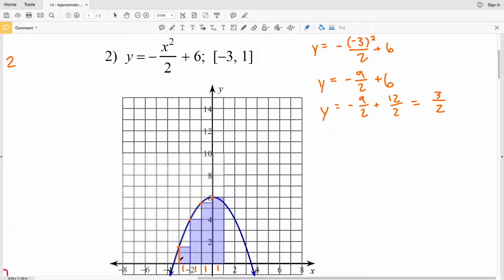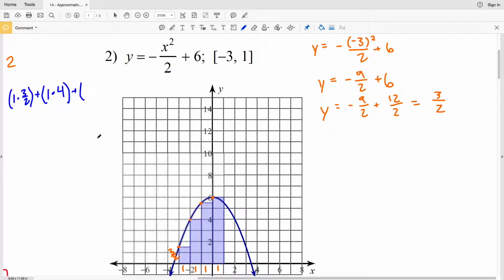So the height or length of our first rectangle is 3 halves. So we're going to have 1 times 3 halves. And we're going to be adding that to the height of our second rectangle times the width. With the width of 1, that's going to be 1 times the height. You can see it intersects a grid line evenly, and that's 1, 2, 3, 4. So a positive 4 for the length.